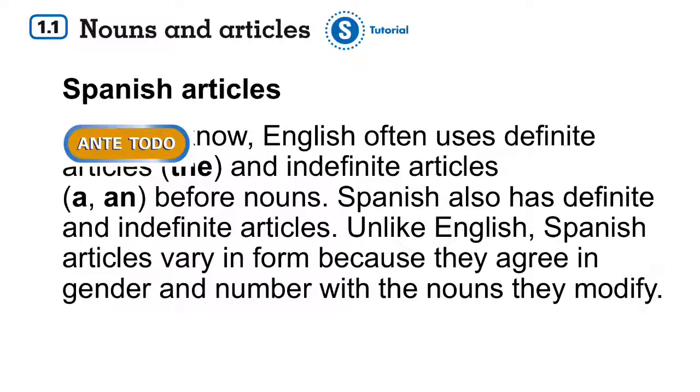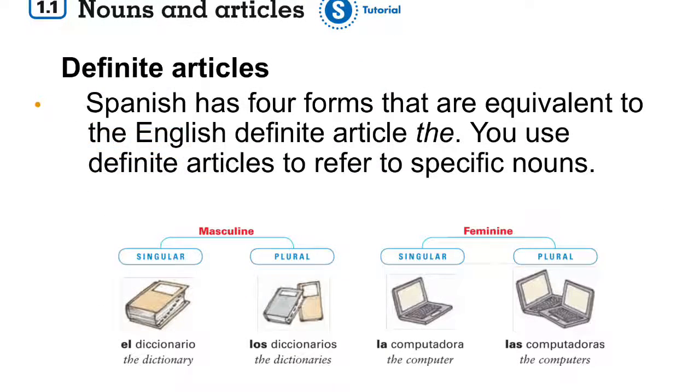So Spanish also has definite and indefinite articles. However, they need to match the gender and the number of the noun that they're going to be modifying. So we have our definite articles. We have 4 forms that are equivalent to the definite article the. Those are el, which is singular and masculine. We have los, which is masculine and plural. Then we have la, which is singular and feminine. And then we have las, which is plural and feminine.